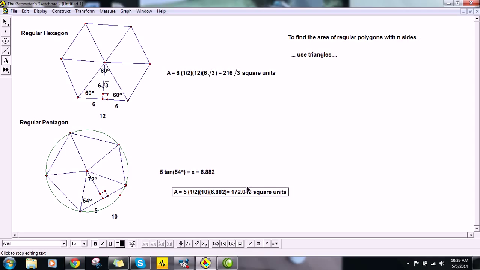Units. Okay. So again, the idea, guys, is just cut up into triangles, find the area of one of them, and then multiply by the number of triangles that make up that regular polygon.